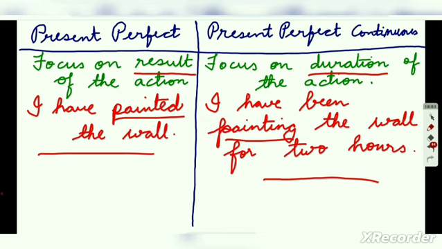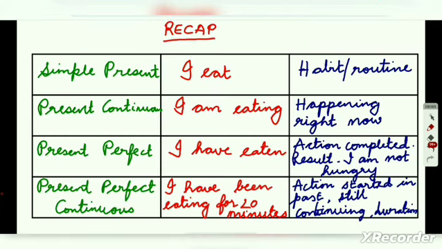Now that we have learned all the 4 forms of the present tense, let us compare them side by side. Let us take the example of the verb eat. Simple present: I eat. Present continuous: I am eating. Present perfect: I have eaten. Present perfect continuous: I have been eating for 20 minutes.